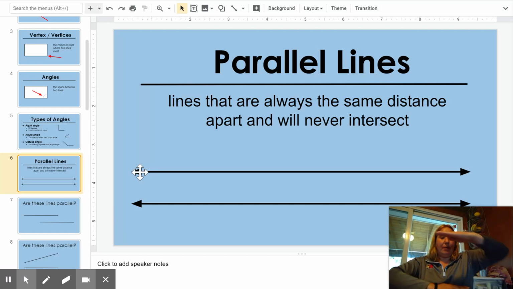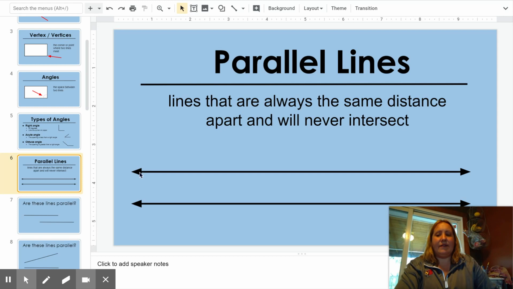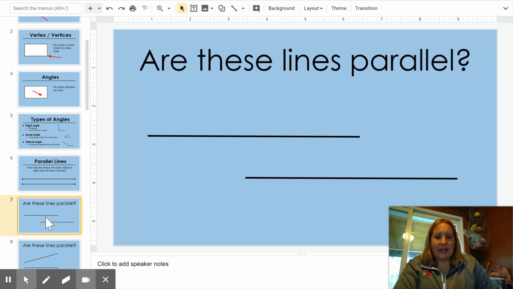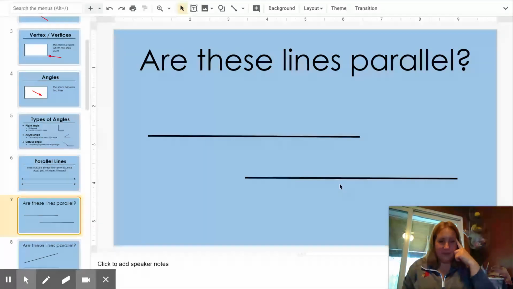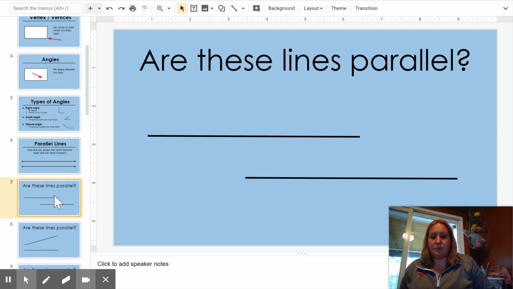But we do have to know that parallel means lines that go like this and never touch each other. They could also go up and down. They could be slanted, as long as they would never touch each other. So let's check out this slide. There are two lines there. Do you think those lines are parallel? Think to yourself. If you said yes, they're parallel, you're correct. Those are parallel because no matter how far they go, they would never touch each other.